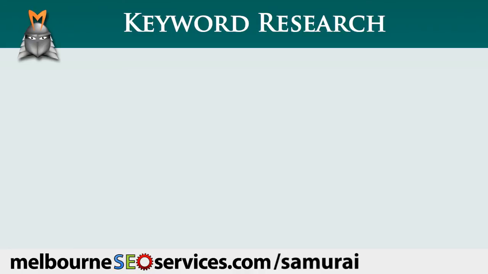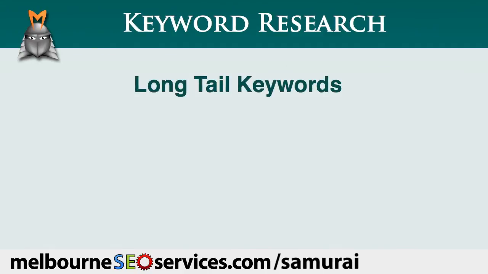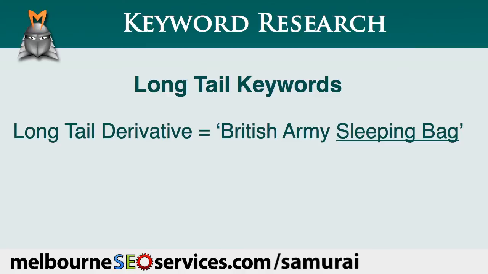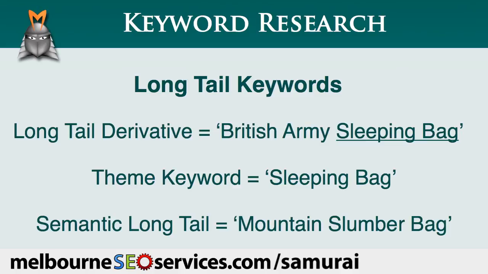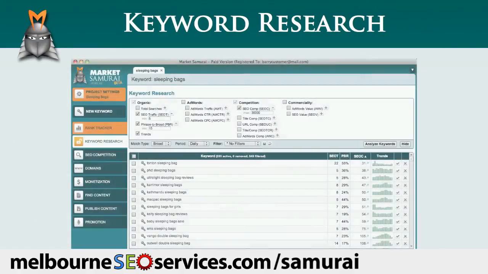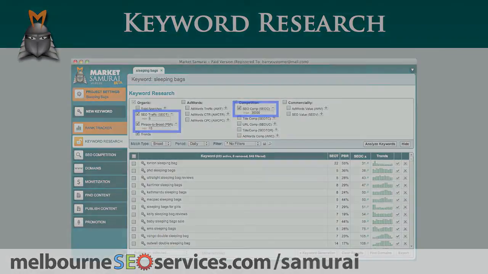So just to recap, in this video we looked at the keyword tree, which is a great way to visualize the structure of an effective website. We explored long-tail keywords and found that there are two main types: long-tail derivative keywords, which contain our root phrase, and semantic long-tail keywords, which do not contain our root phrase. And finally, we saw how to find long-tail keywords using Market Samurai by lowering our SEO traffic filter to 5.